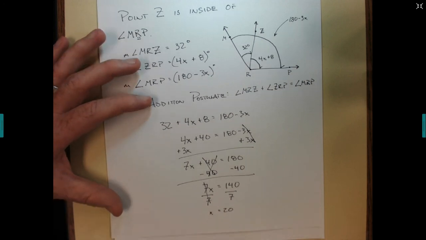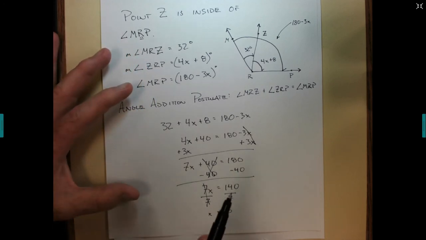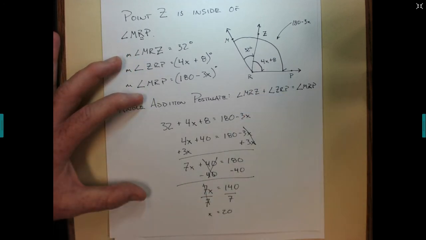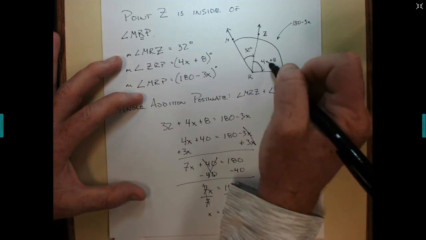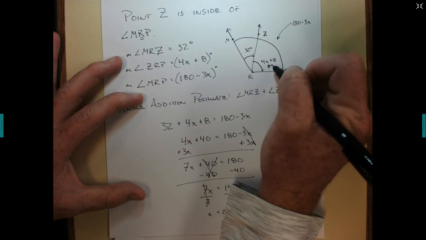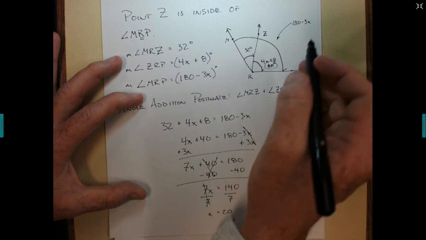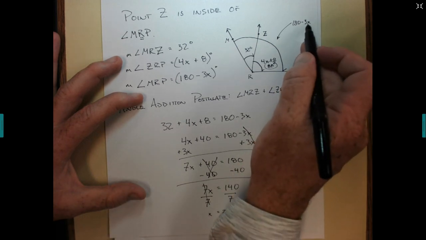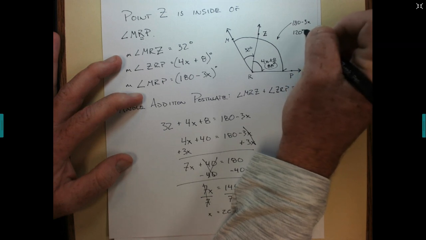now I know that x happens to be 20. Now realize, none of the angles up here measures 20 degrees. I would have to take 20 and plug it in to see what each angle actually measured. If I put 20 in here, 4 times 20 is 80, plus 8 would be 88 degrees. If I put 20 up here, 180 minus 60 leaves me with 120 degrees.